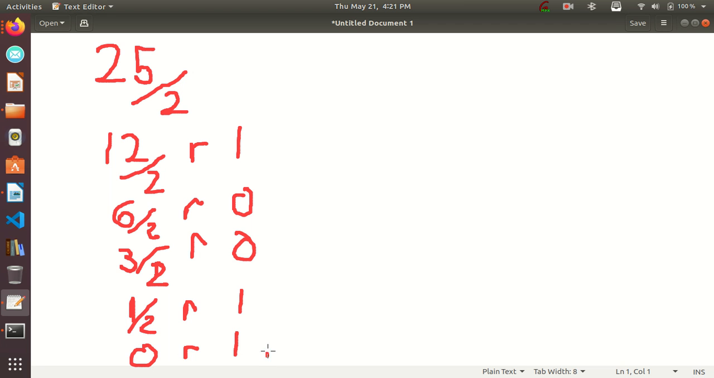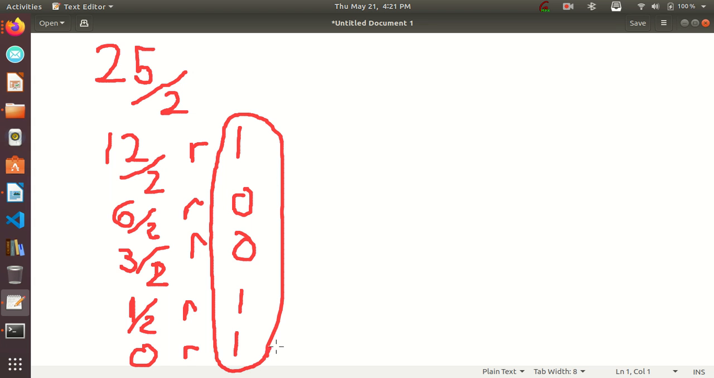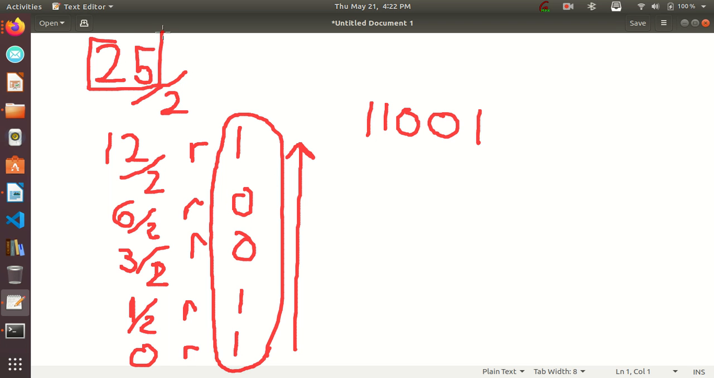Now, take a look at this number right here that I'm putting in this circle. That looks an awful lot like binary. And in fact, if we read it from bottom to top, we get the binary number 11001. And in fact, 11001 is the binary representation of 25. Okay, let's prove that.